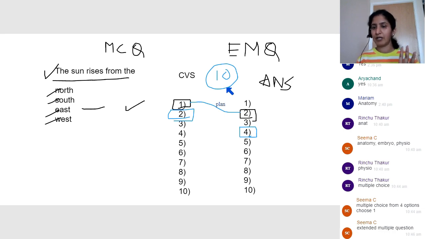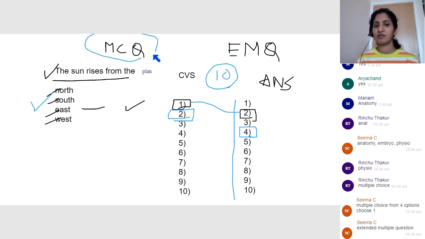Getting the point? This is similar to multiple choice, but here all the questions are connected to each other. So there's more confusion, right? It is more difficult to choose. Secondly, you have a long list of options. Here you just had 4 options, so it is easier. Here you have 10 options, maybe more, which makes it more difficult. So extended multiple choice may be a little more tricky.